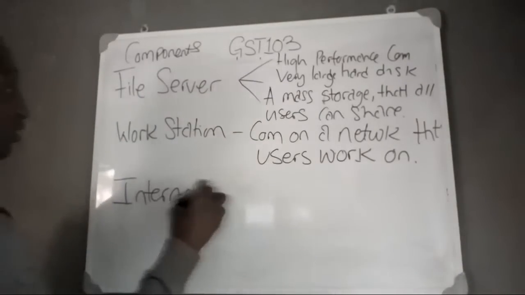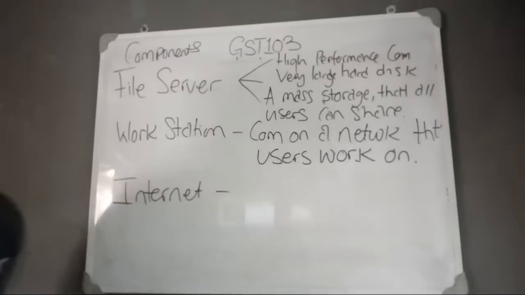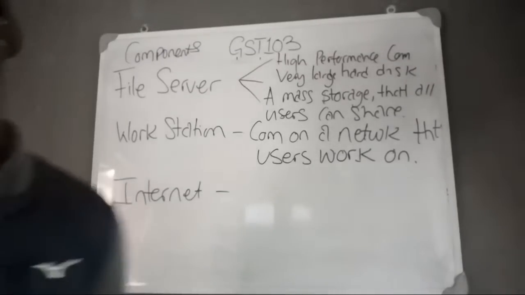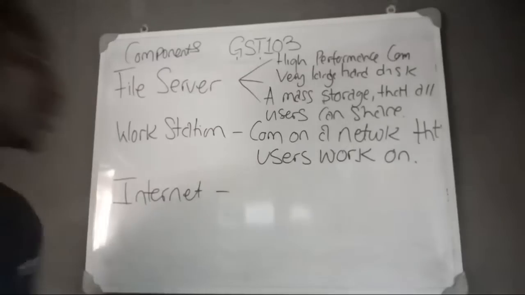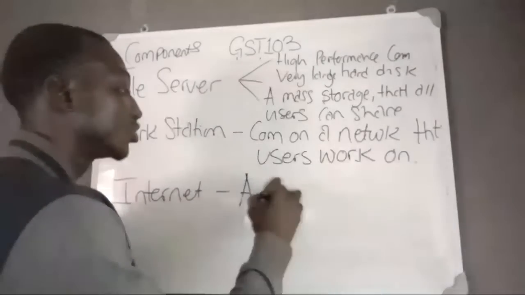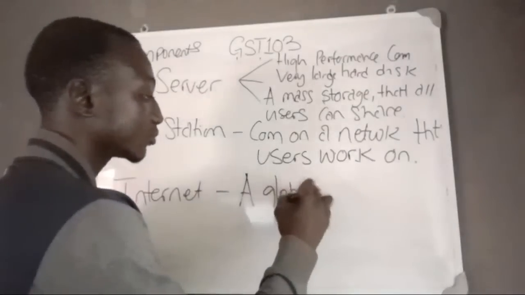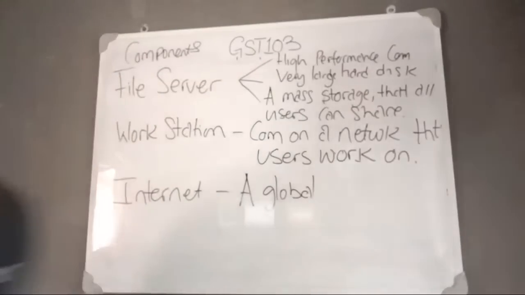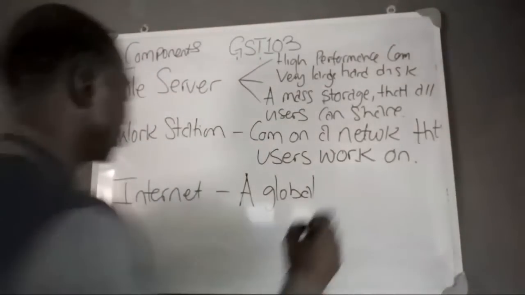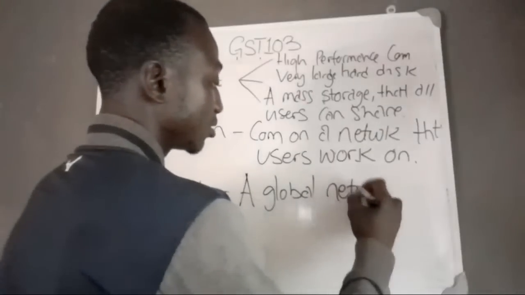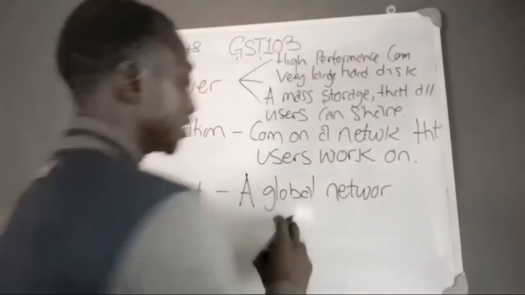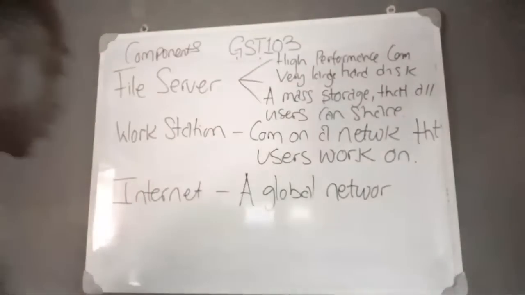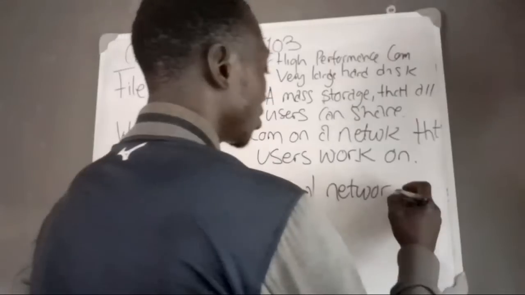So we have internet, a global network of computers that are able to communicate with one another using a common language. A global what? Network of computers. Let's not forget I said network is when computers are connected. Now, a global network.